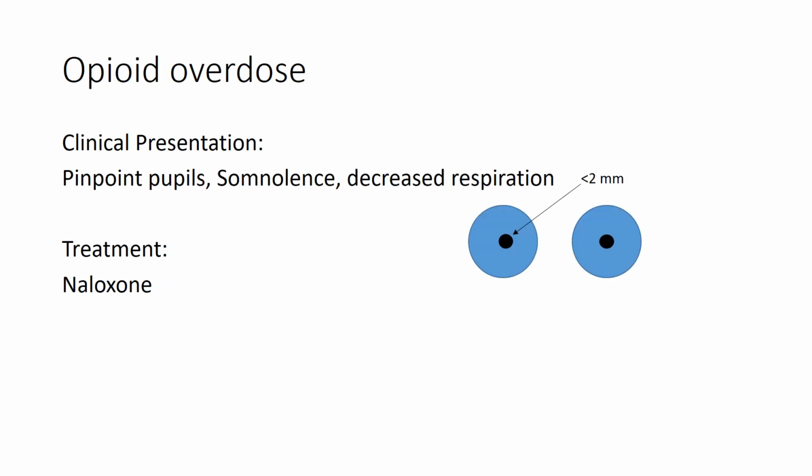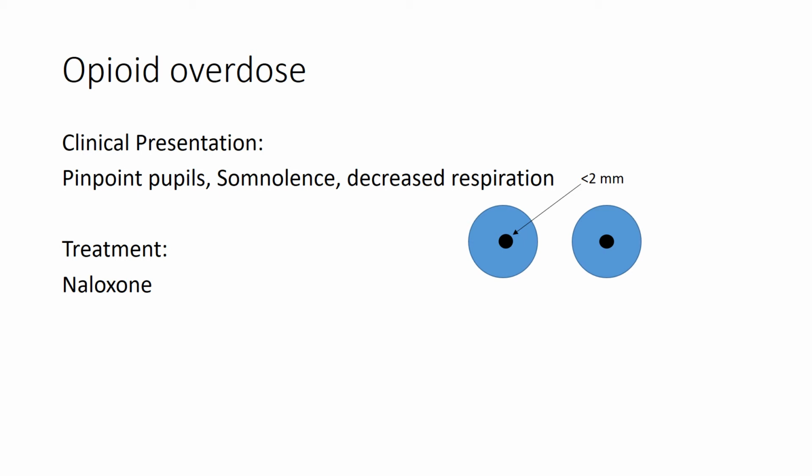For opioid overdose, these people come in with pinpoint pupils, somnolence, and decreased respiration. A normal pupil is 3 to 4 millimeters. However, these patients with pinpoint pupils will usually have less than 2 millimeters. The treatment is naloxone. It's an opioid antagonist.